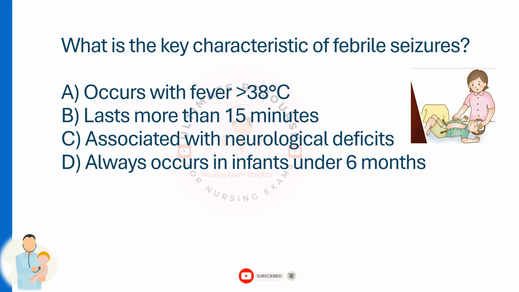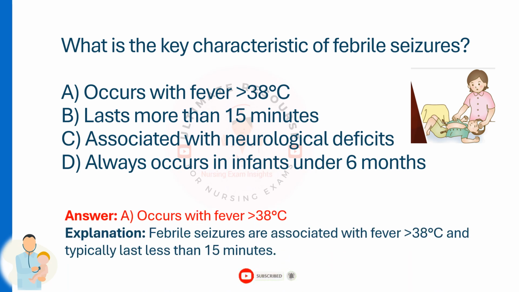What is the key characteristic of febrile seizures? Options are A. Occurs with fever more than 38 degrees Celsius. B. Lasts more than 15 minutes. C. Associated with neurological deficits. D. Always occur in infants under 6 months. The answer is A. Occurs with fever more than 38 degrees Celsius. Febrile seizures are associated with fever more than 38 degrees Celsius and typically last less than 15 minutes.